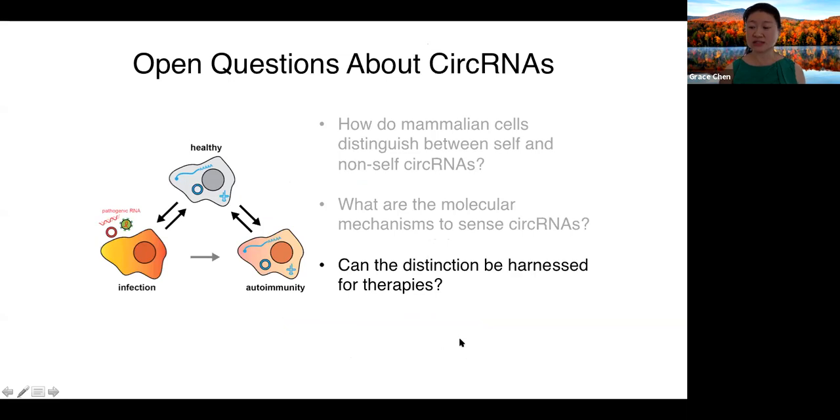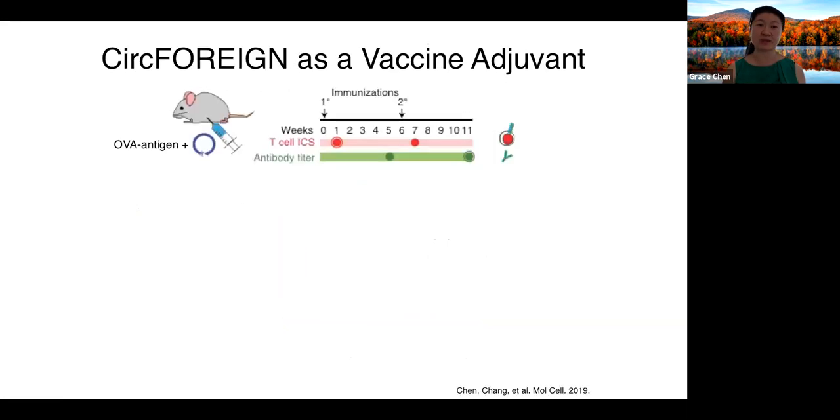So then the question is, given that cells have this ability to distinguish between their own endogenous circular RNAs and foreign circular RNAs, can we use this distinction to do something useful? Can we develop a new type of therapy based on this basic science observation that we made? So we thought, could CircFOREIGN be a potent vaccine adjuvant?